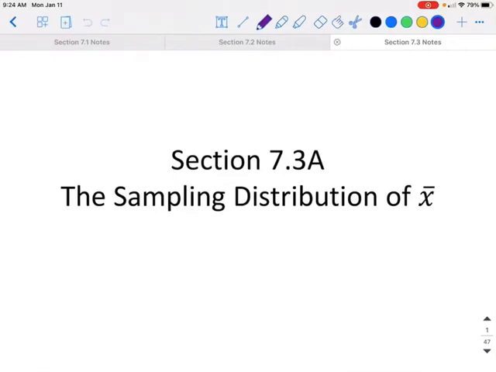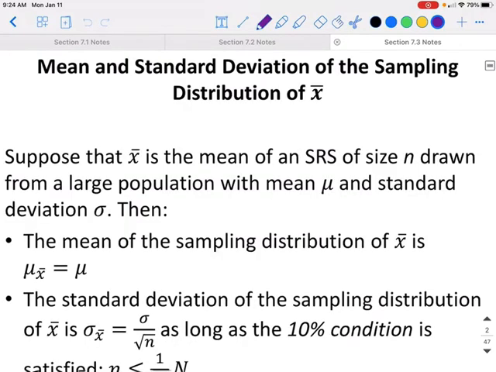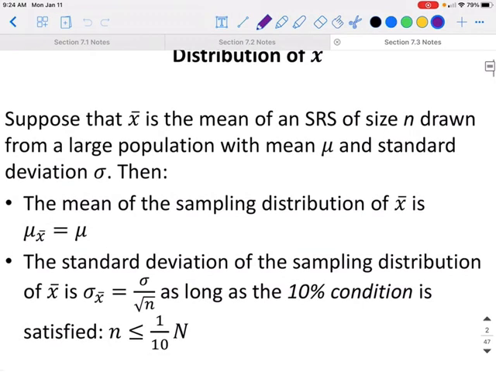This is section 7.3, part A, the sampling distribution of X bar. Mean and standard deviation of a sampling distribution of X bar. Suppose that X bar is the mean of a simple random sample of size n drawn from a large population that has a mean of mu and a standard deviation of sigma.